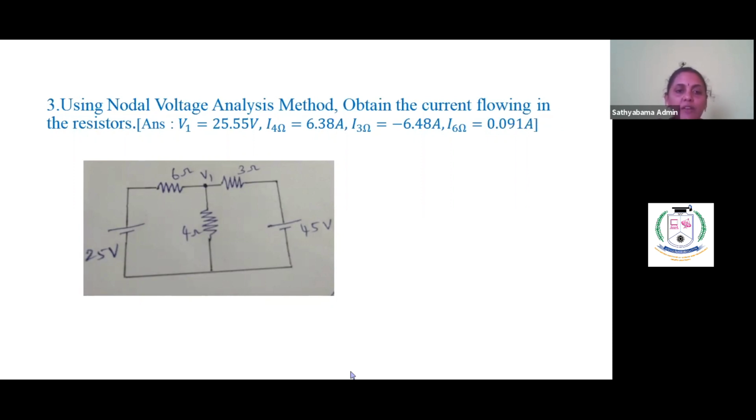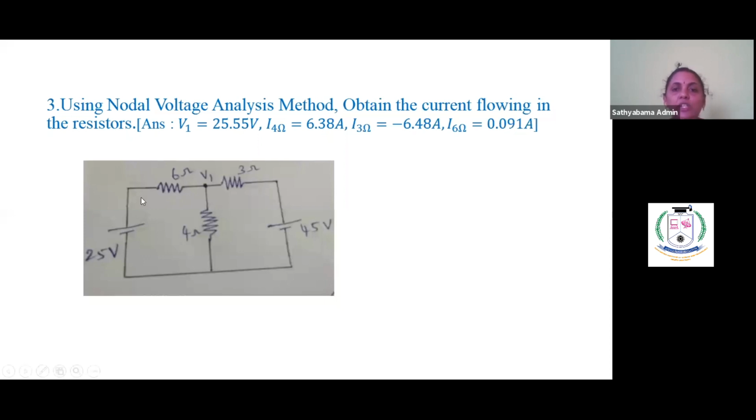So first you write (V1 minus 25) by 6. Take it as I1, I2 and I3. Put all outgoing directions. So you can take it as I1 plus I2 plus I3 is equal to 0. (V1 minus 25) by 6 plus (V1 minus 0) by 4, plus (V1 minus 45) by 3. Okay, so I'll take the LCM and solve this. You will get the V1 value.